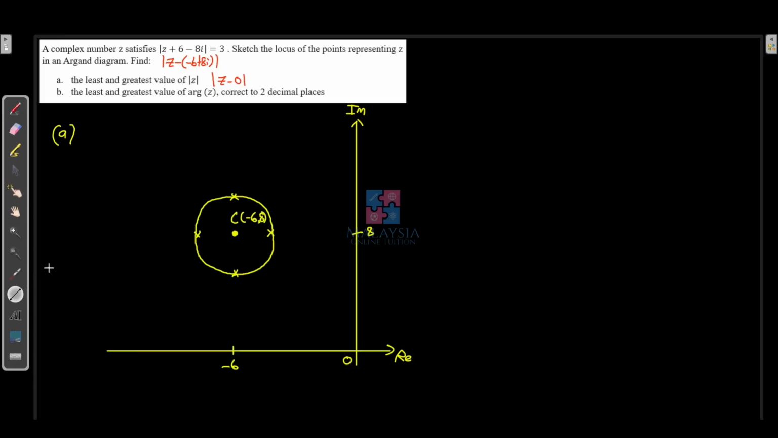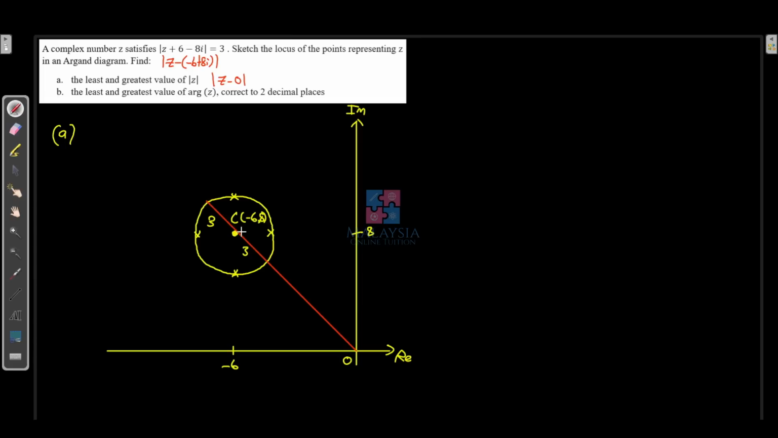So to find the least and greatest value of modulus z, we need to connect the origin to the center of the circle, like that. I know that it doesn't pass through because of this software, but let's say that it passed through the center of the circle, and then the least value is going to be this one. This is going to be the least value of modulus z. And then for the greatest, you just add the radius. The radius is 3 here and 3 here. So for the least value, you minus 3, and for the greatest value, you add 3.